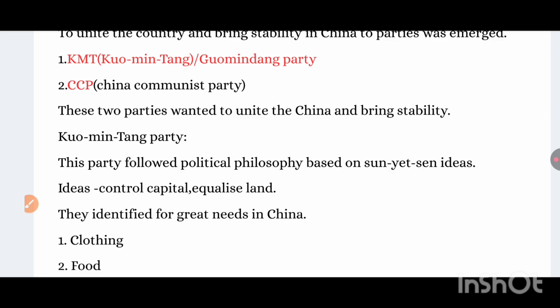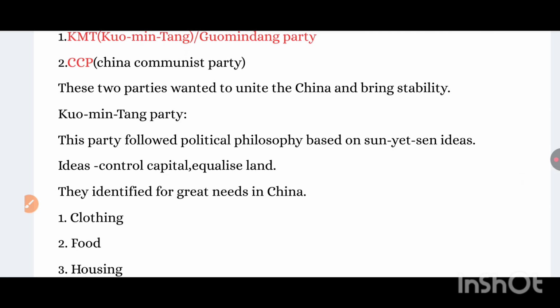Now we are discussing the first party: the Kuomintang party, also called the Guomindang party. This party followed a political philosophy based on Sun Yat-sen's ideas. What are Sun Yat-sen's ideas? Nationalism, democracy, and socialism. Another idea was to control or remove the capitalist system. They wanted to equalize the land, or socialism. Land would be distributed to poor people who do not have land.